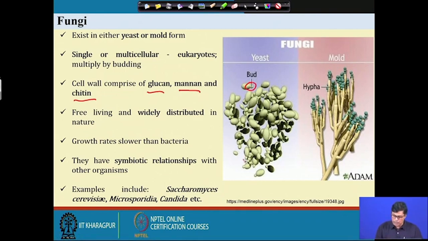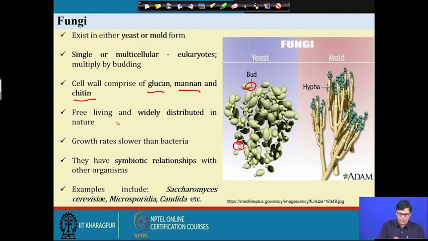Here we have budding, you can see that, and the cell wall comprises glucan, mannan, and chitin. I want to point out one thing. I work with the citric acid industry, and we produce citric acid by using Aspergillus niger. The Aspergillus niger cell wall contains chitin, and this we use for the production of rough quality paper.